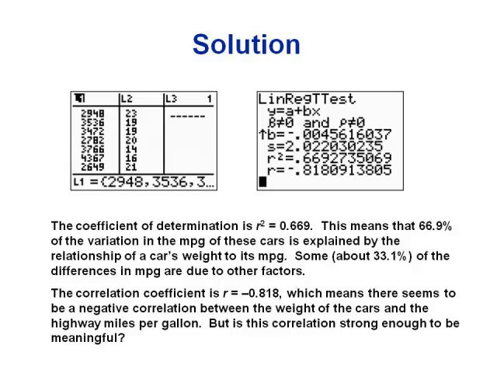And so that literally means that the highway mileage on these cars was all different, and 66.9% of those differences are because of the car's weight. So that means 33.1% is from other factors. So highway mileage is affected mostly by the weights of the cars, 66.9%, but 33.1% of that is actually other factors. And then, as I mentioned, negative 0.818 seems to be a fairly strong correlation, but how do we know if that correlation is actually strong enough to be meaningful and useful?